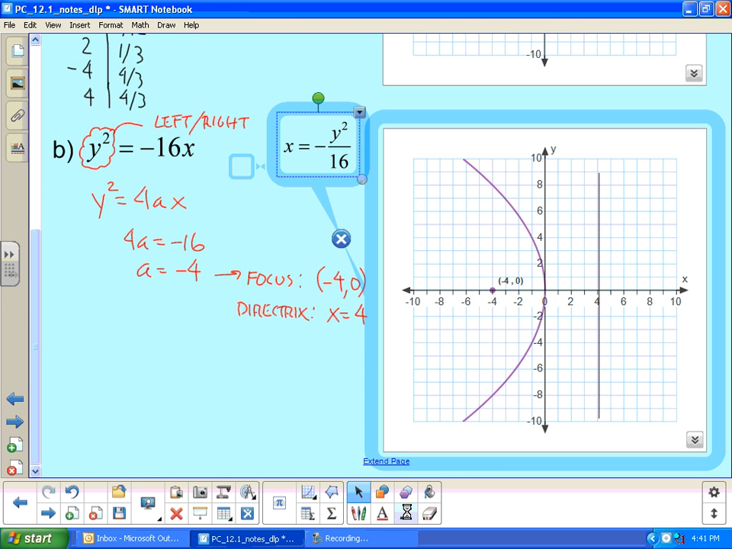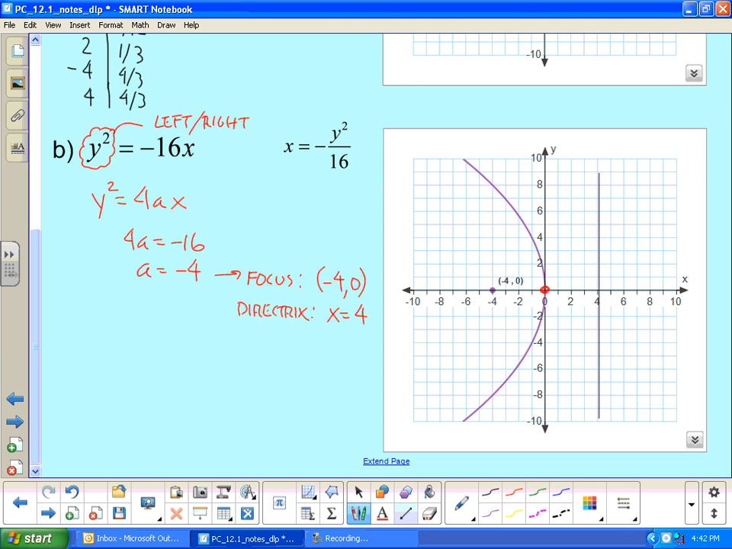There we go. There's my parabola, and there's my vertex. I forgot to mark that: vertex 0, 0. So, opening to the left.